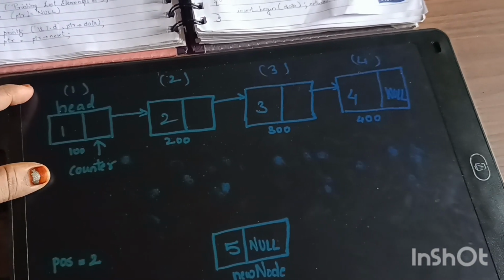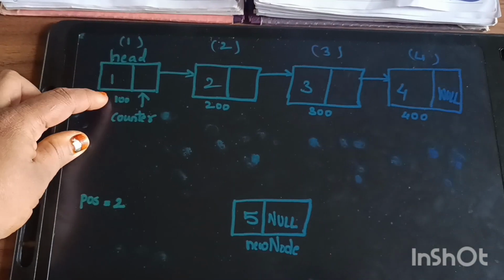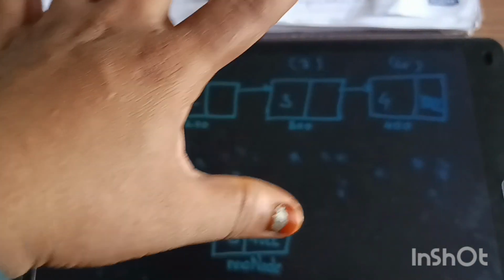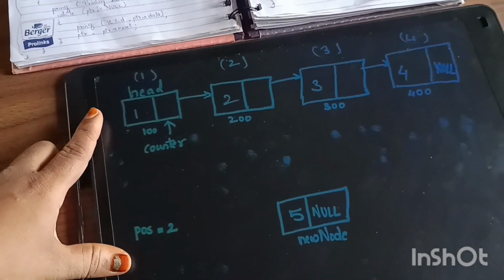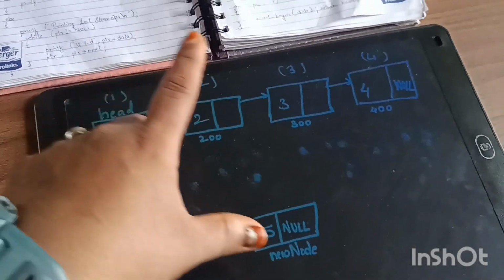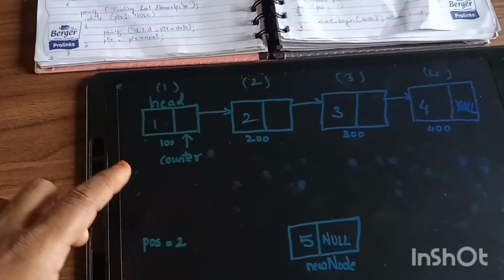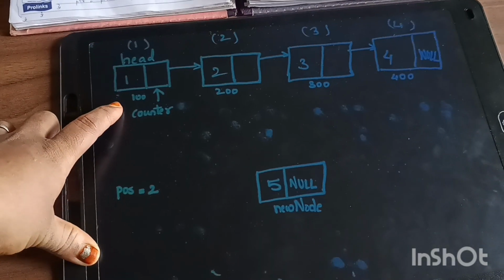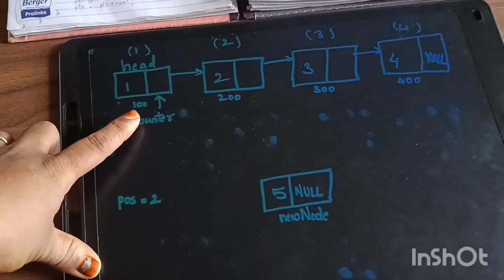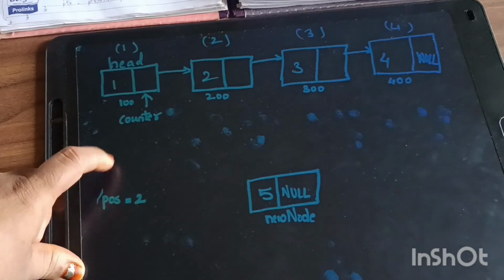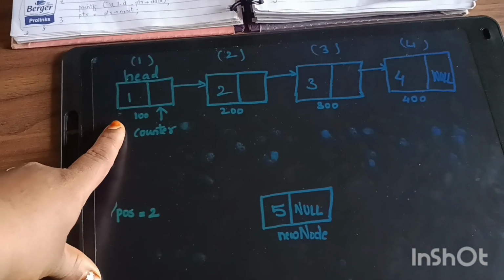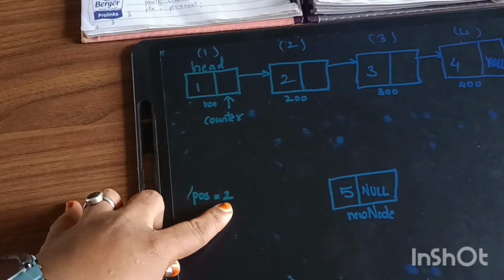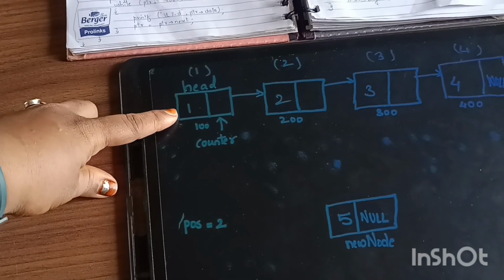Then the old linked list is like this, and the new linked list will be 1, 5, 2, 3, 4. So now I have to make a logic through which I am going to do this. First of all, I have to check whether there are nodes in the linked list. If it is there, then I check the position I have specified; if it is the first position, then I have to insert here.